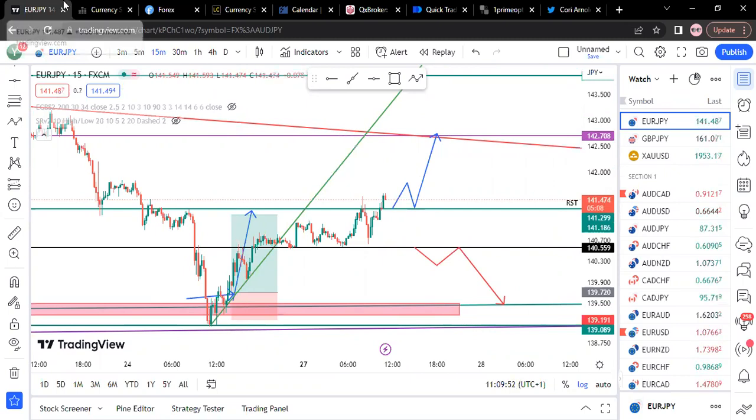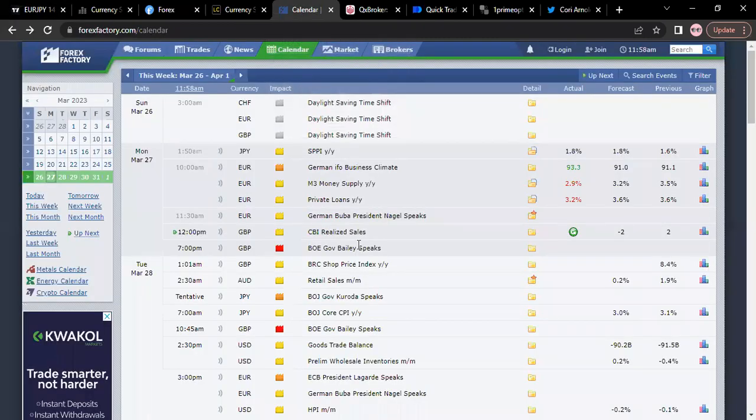So the first thing we do is to come to our market calendar and check what's happening that day, what's happening to currency that day in the market. So if I should check this, there's nothing serious on the market now except for 7 p.m. where we are going to be having a news on GBP.